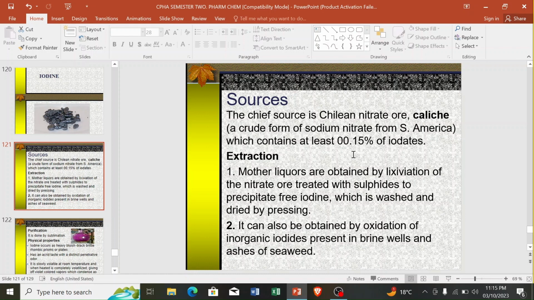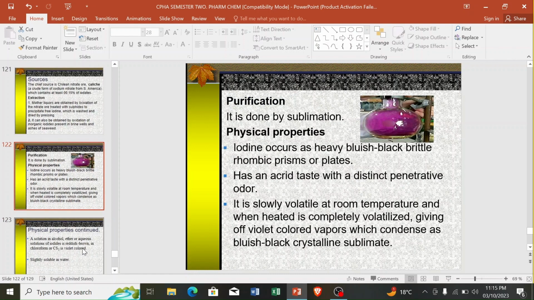0.0015% of the iodate. For extraction, mother liquors are obtained by leaching of the nitrate and treated with sulfite to precipitate free iodine, which is washed and dried. It can also be obtained by oxidation of the inorganic iodide present in brine wells and ashes of seaweed. Purification is done by sublimation.